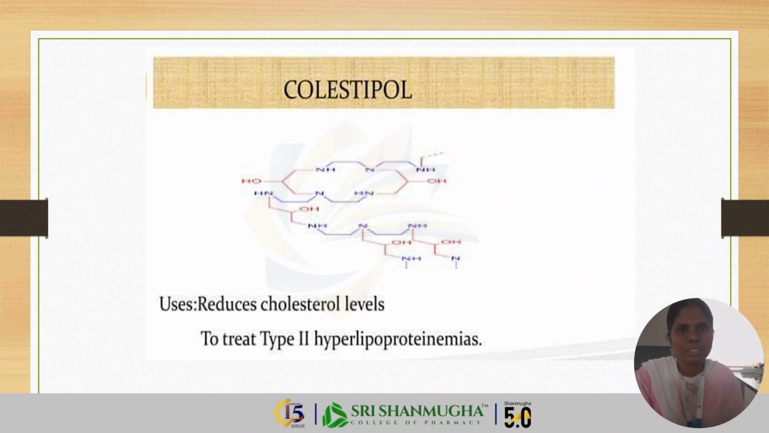The next drug is colestipol. It belongs to the class of drugs known as bile acid sequestrants. It is also a non-absorbable basic anion exchange resin that acts locally, mainly in the GIT. It works by binding the bile acids in the intestine and preventing their reabsorption. This increases the excretion of bile acids in the feces.